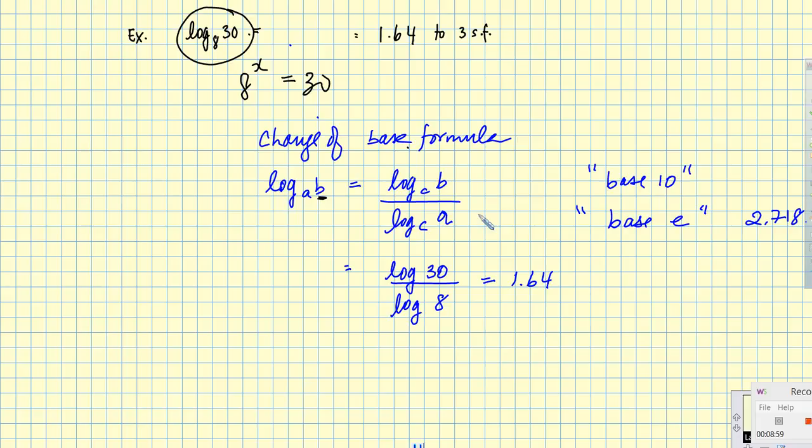And so my answer, when I work it out on my calculator, I will just plug into my calculator log of 30 divided by log of 8. And I will get my answer of 1.64. So that tells me basically that 8 raised to the power of approximately 1.64 should give me 30.